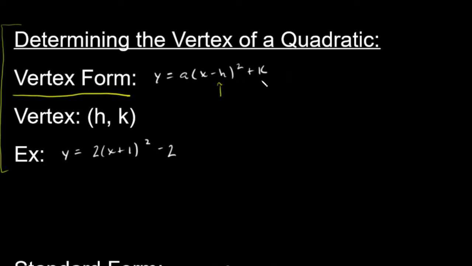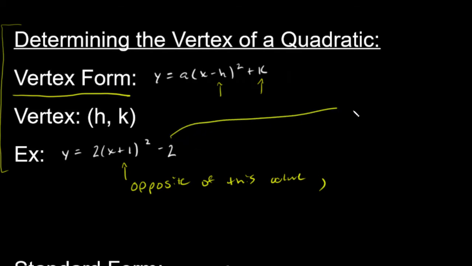This h value here and this k value here tell you what the vertex is. And here's the layman's explanation. The value you see here is the opposite of this value, comma, this value here. That is your vertex. So this is a positive one, so it is a negative one, opposite of that value, comma, this value here, which is a negative 2.